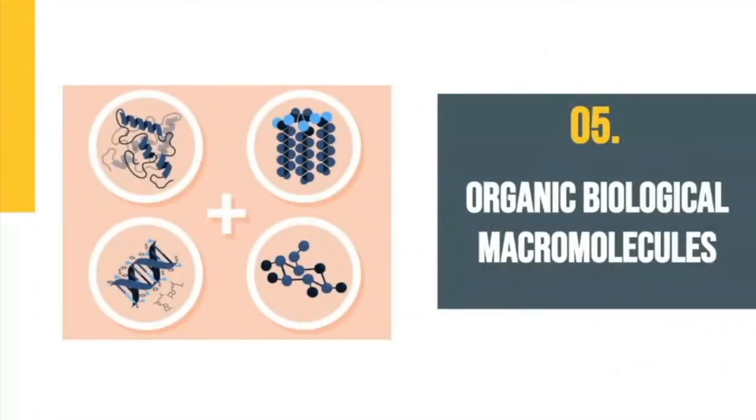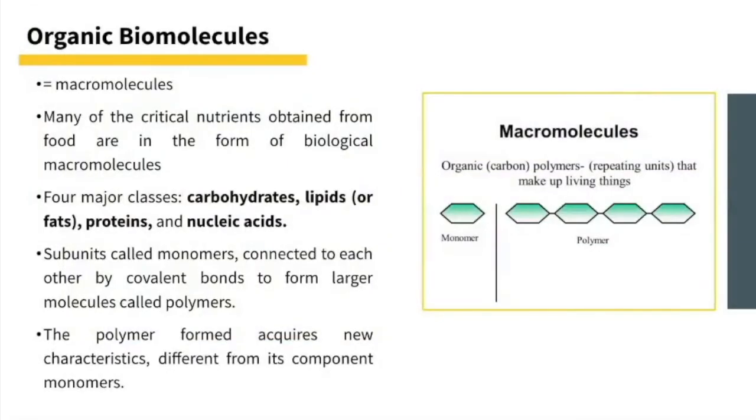So I finished with the elements and compounds. So let's move on to other bigger molecules that make up our body, which are the organic biological macromolecules. Okay, organic biomolecules, or we call them macromolecules. So macro is big, so big molecules. So many of the critical nutrients that we obtain from our food or diet are in the form of biological molecules. So we usually hear about eating proteins, low carbo, high carbo, right? It's actually types of macromolecules that we obtain from our diet.